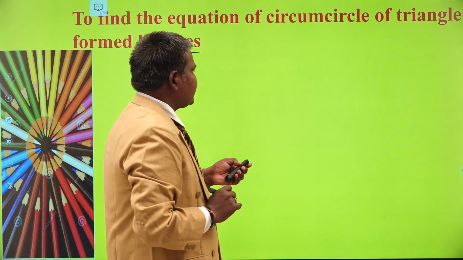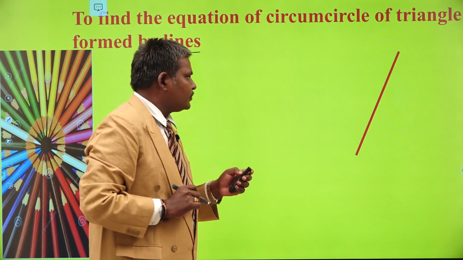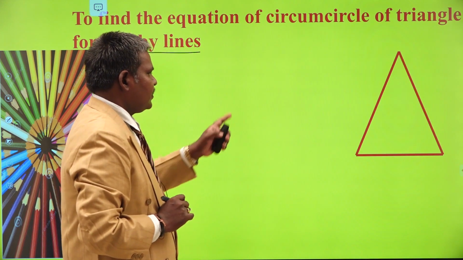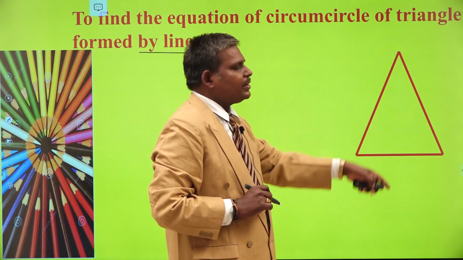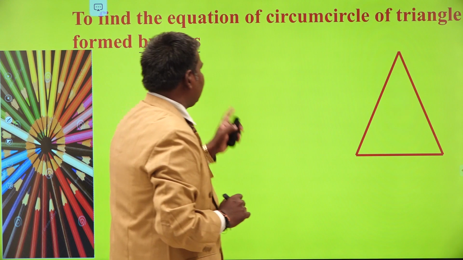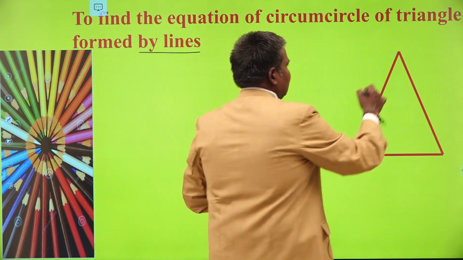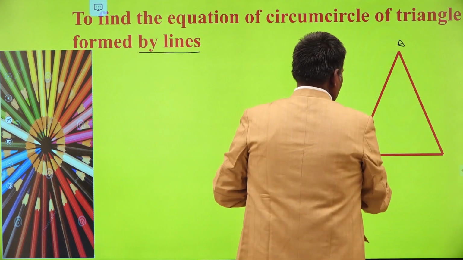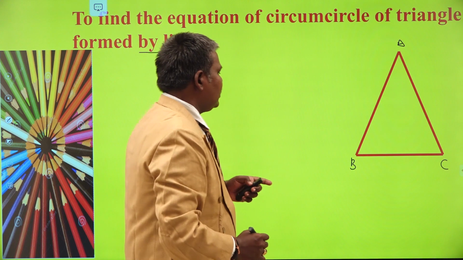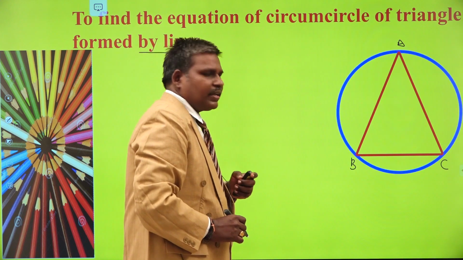Let us see the diagram. This is the first side of the triangle. This is the second side. This is the third side. This is the triangle obtained by the 3 lines. Now we have to find the circumcircle. By circumcircle we mean the circle passing through the 3 vertices A, B, C. We have to find the equation of the circle passing through the 3 points. This is called the circumcircle of the triangle.